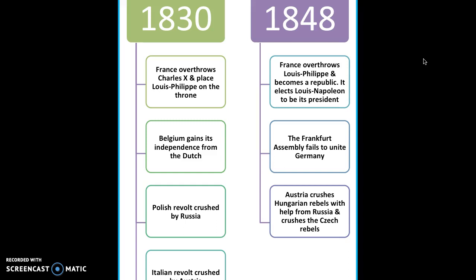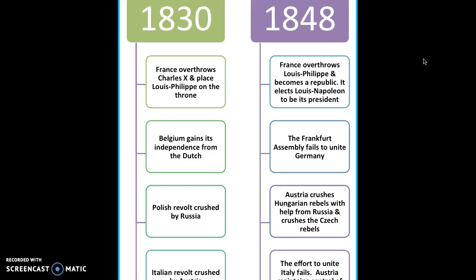Austria crushes a Hungarian revolution with help from Russia, that is intervention at work, and also crushes the Czech rebels. And then the effort to unite Austria fails. The effort to unite Italy fails. Austria is able to crush those rebellions with some help of the French once more. Again, that is intervention at work. The conservative order is still too strong in 1848.